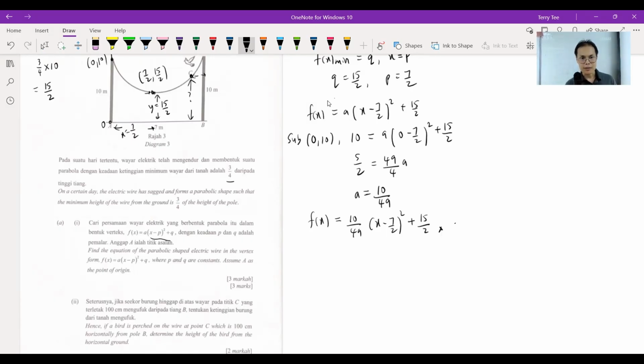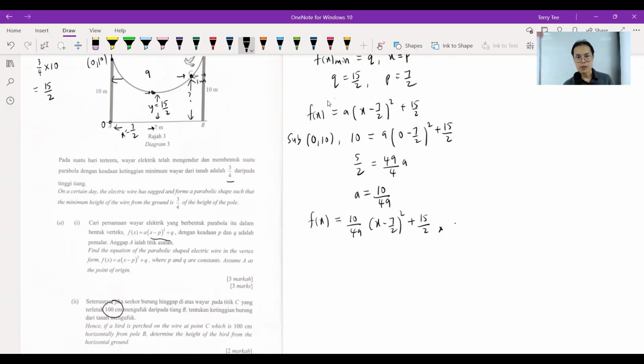But they give us this in cm. Take note, this is 100 cm. 100 cm is 1 meter. Everything else is meter. So this is 1 meter from tiang B. So if it's 1 meter from tiang B, it must be 9 meter from tiang A, because this 9 is measured from the x-axis, y-axis as horizontal.